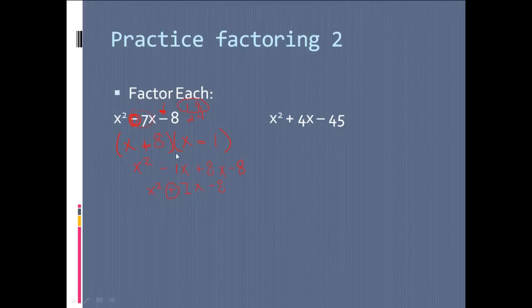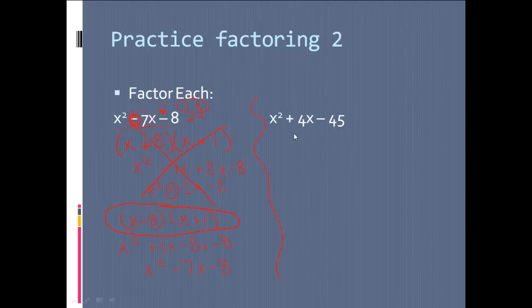So all I need to do is change the signs in my binomials. So instead of x plus 8, it'll be x minus 8. And instead of x minus 1, it'll be x plus 1. I still need to FOIL that out just to double check. So I'm going to have x squared plus 1x minus 8x minus 8. And when I simplify that, I get x squared minus 7x minus 8, which is exactly what we started with, so I know I've got it factored right.